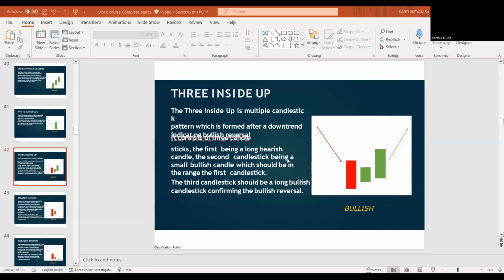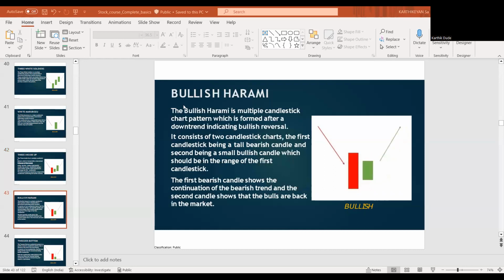Okay, let's start with the session. The next candlestick pattern is the bullish harami pattern. So what does it mean? Bullish harami is nothing but we call this candlestick a pregnant candle, a small candle formed after a young red candle.